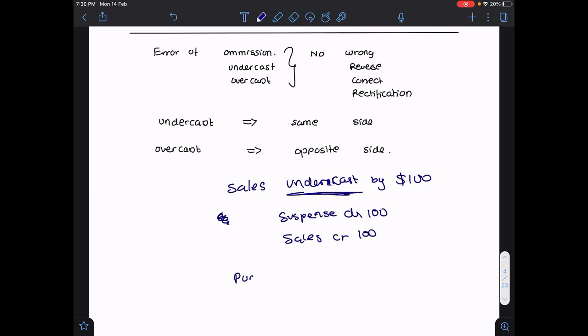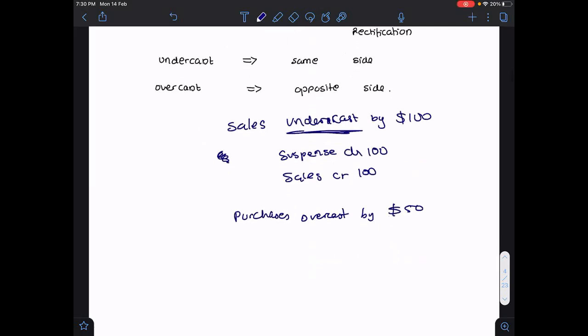Then overcast ka purchases, overcast by $50. So it's overcast, so you'll opposite the side. So purchases are usually debit, so you will credit the purchases by 50. And the item debited is suspense, debit 50.